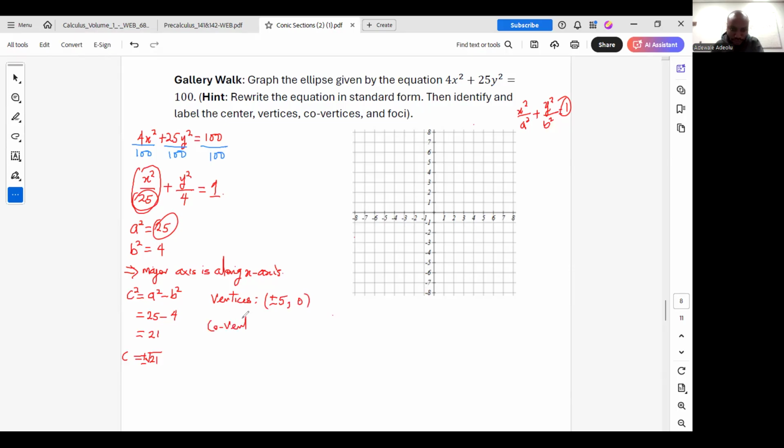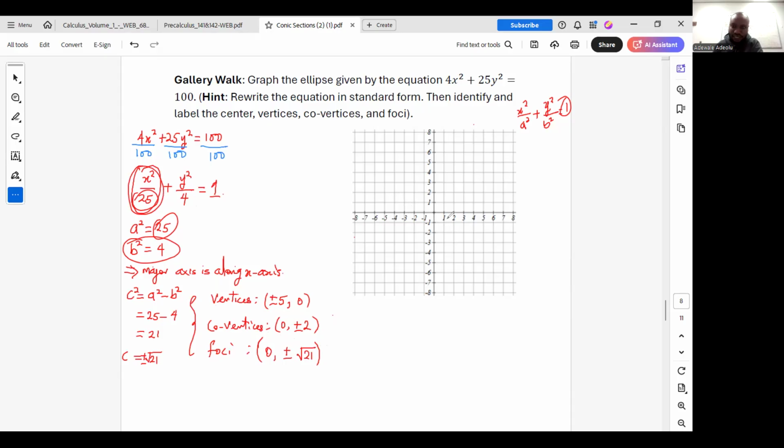Co-vertices, definitely that will be along y. So that is 0, comma plus or minus 2. Then the foci, which is c, always along the major axis, which is again x. So that is plus or minus square root of 21, comma 0. So now that we have these three, we can draw our ellipse.